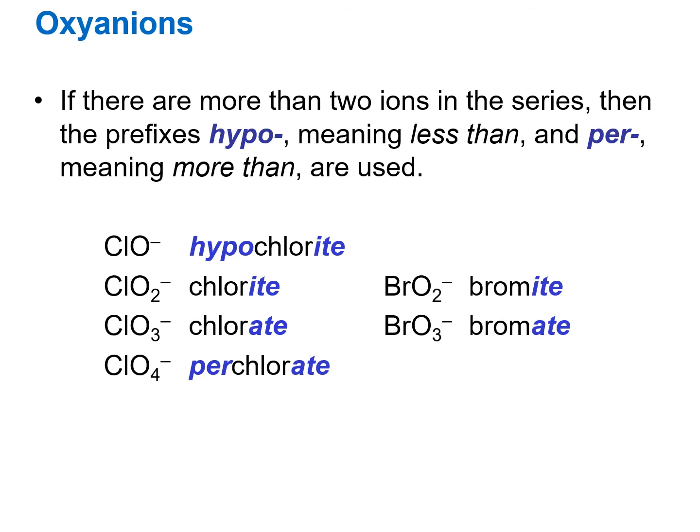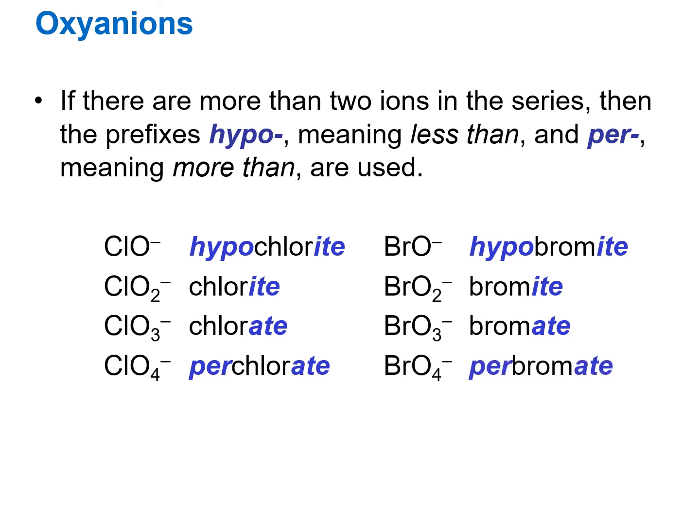Bromite, bromate. What do you think is going to happen if we have only one oxygen? What is that name going to be? Hopefully you said hypobromite. And what if we have four oxygens in our species? Perbromate. Perfect. So this is the naming convention. When you see these, you're like, oh, it's one of the series, and I'm looking at the hypo. That's going to be the one that probably has just one oxygen. Because this oxygen-halogen combination tends to follow this format of one oxygen, two oxygens, three oxygens, and four oxygens, with the hypo-ite, ite, ate, per-ate naming convention.